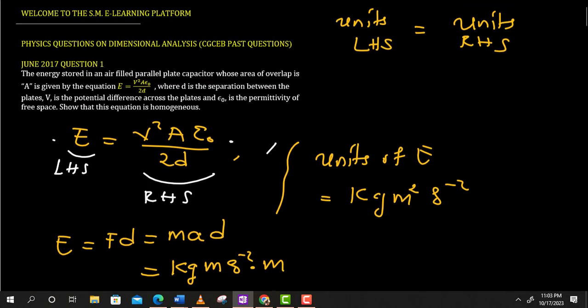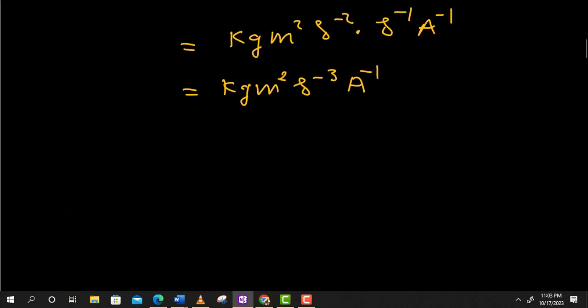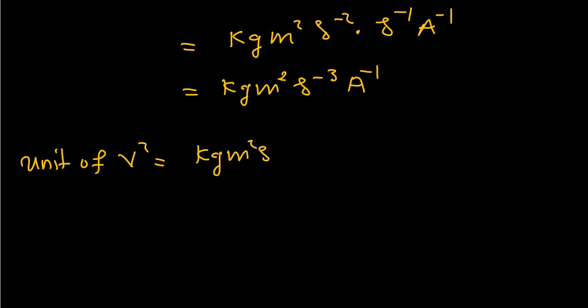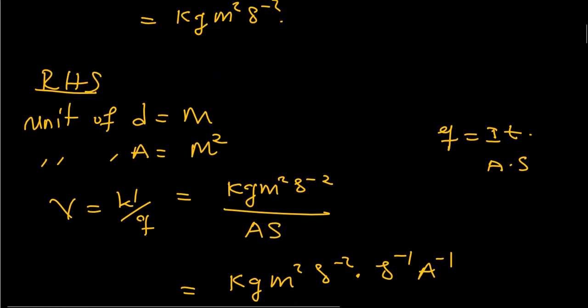Now, we are not interested in the unit of V, we are interested in the unit of V squared. So let's get the unit of V squared. The unit of V squared will simply be kilogram meter squared seconds to the negative 3 amperes to the negative 1, all of this squared. Which is going to give the kilogram squared meters to the 4 seconds to the negative 6 amperes to the negative 2. So that's what we get for the unit of V squared.